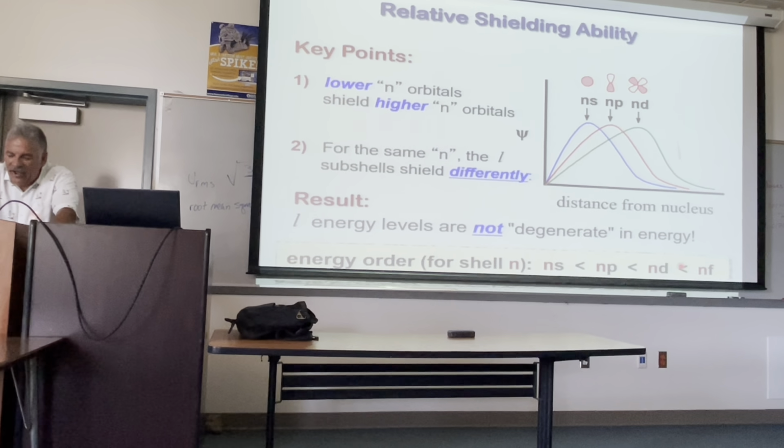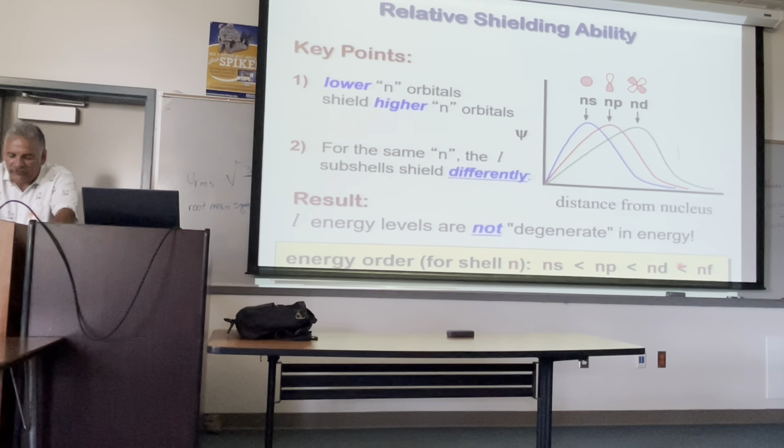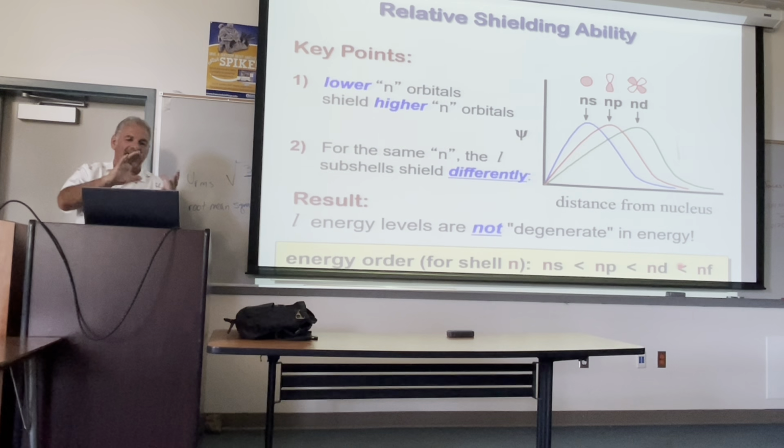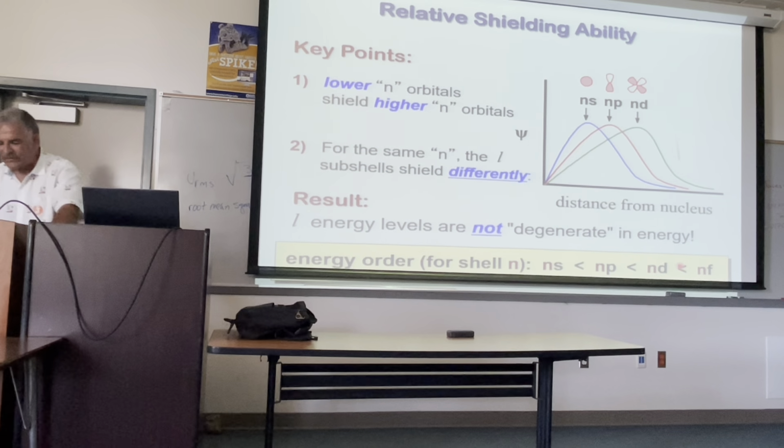l energy levels are not degenerate in energy. Oops. So I just got done saying they are, but they're not, because why? The farther away, the orientation makes a difference, because the orientation tells you how you can see the center. So ns is less than np, which is less than nd, which is less than nf. All right.